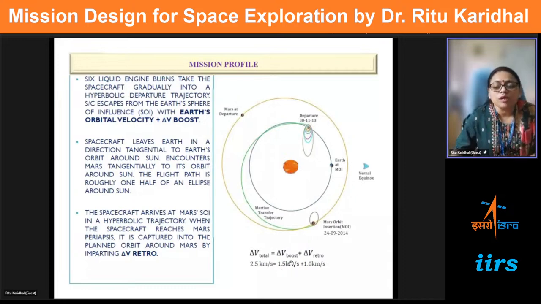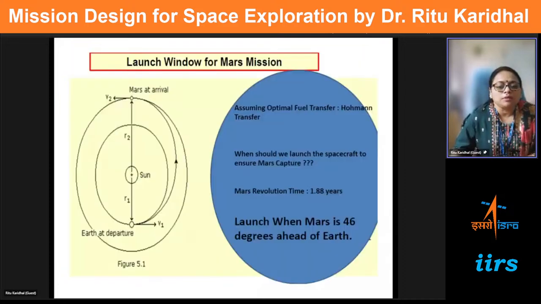Once it becomes a hyperbola, then again, once you reach near the Martian orbit, you have to kill the velocity again. So you need to fire retro engines, and the velocity has to reduce by around 1 kilometer per second. So the total energy which we need to give to the satellite is equivalent to around 2.5 kilometers per second. That is why we have to carry the propellant which imparts this velocity in the Earth's orbit and in the Martian orbit.